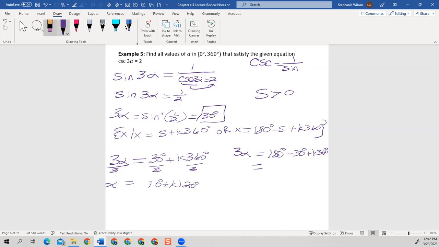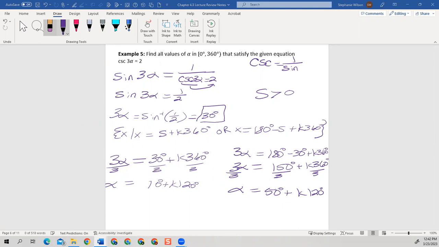180 minus 30 is going to give me 150 degrees plus the K of 360. It's all equal to 3 alpha. Divide by 3. So now I got alpha is equal to 50 degrees plus that 120 degrees K. So now that I know that, I can start finding my exact values, right? Because I can plug in.